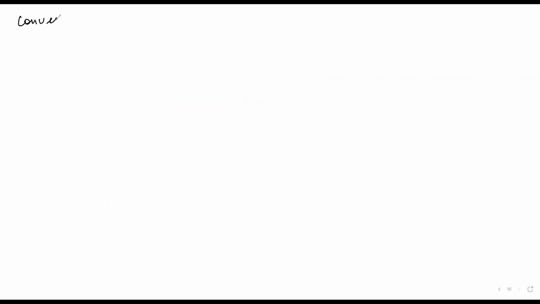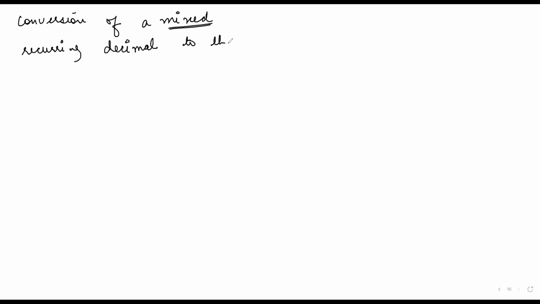Yes, ma'am. Okay. Now conversion of mixed, underline this, mixed recurring decimal to the form P by Q. So I'm converting my decimal in the form of P by Q. Let us take examples and then try to understand how to do it. The first example I'm taking is this 0.32 bar. So only 2 is recurring here.